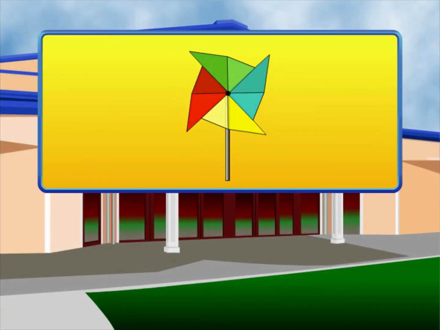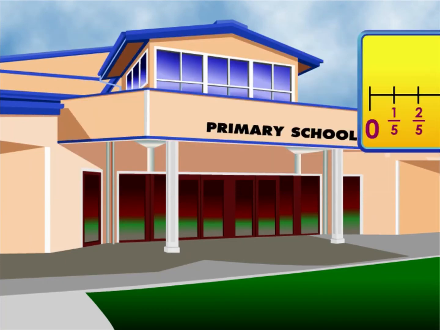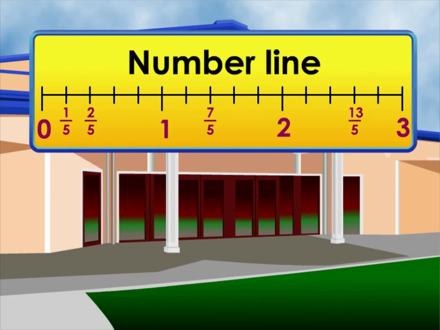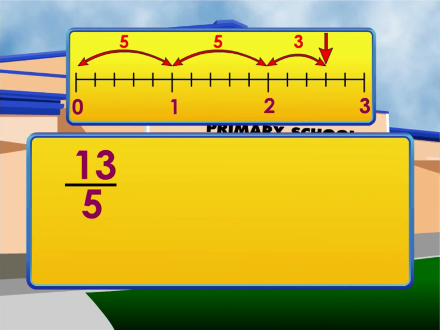Hello children. Let's see what are the methods to demonstrate fractions. Number lines. Look at this number line. Notice that the arrow is pointing to the 13th mark after 0, giving a numerator of 13. The number of marks in each whole unit is 5, giving a denominator of 5 for the fraction 13/5.